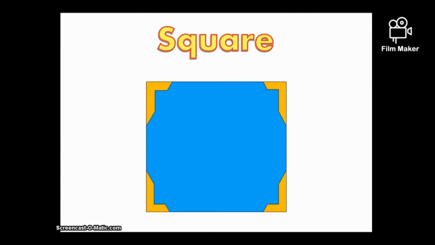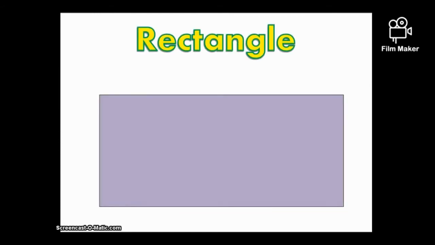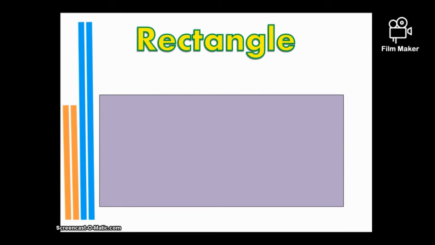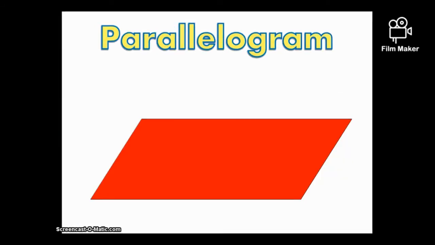Another quadrilateral that you've probably seen before is a rectangle. A rectangle, just like squares, has four right angles. They also have two sets of parallel lines, right here and right here. But unlike a square, rectangles, if you were to take their sides off, their sides are not all equal to each other.